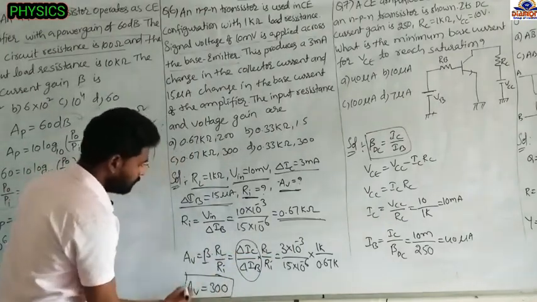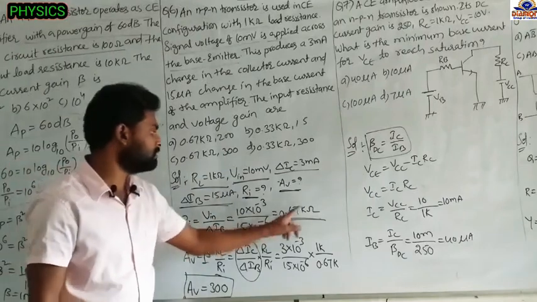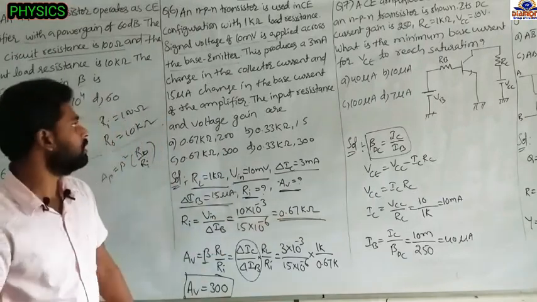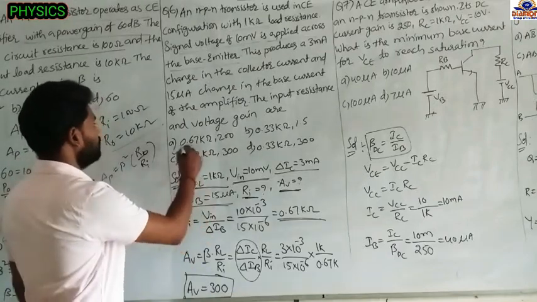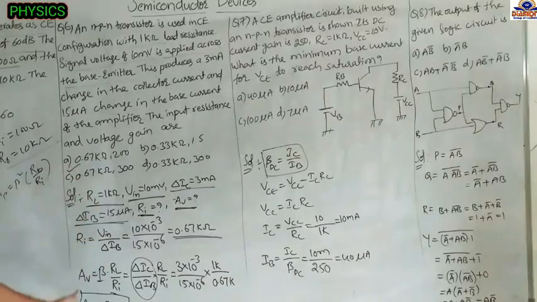Voltage gain equals 300. Input resistance is 0.67 kilo ohm, voltage gain equals 300. So the answer is 0.67 kilo ohm and 300. Option C is the right answer. See, easy question. Okay?